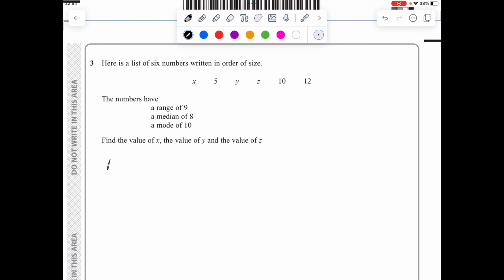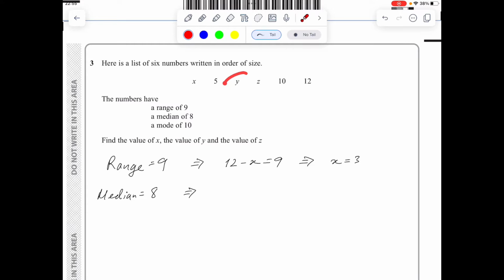In question 3, I'm given that the range is equal to 9. Hence, if I take the biggest one, subtract the smallest one, this must be equal to 9. Hence, x comes out to be equal to 3. Now, the median is equal to 8. That means if I take the middle 2 numbers, add them up and divide by 2, I should get 8. So y plus z over 2 is equal to 8. So y plus z must be equal to 16.